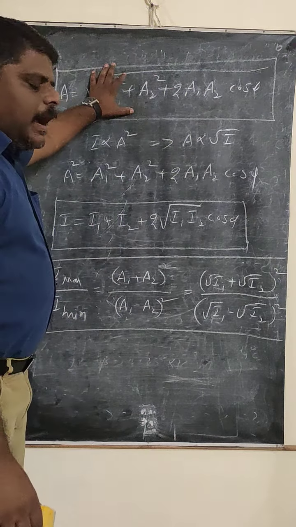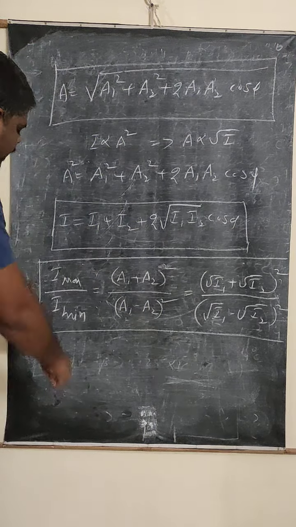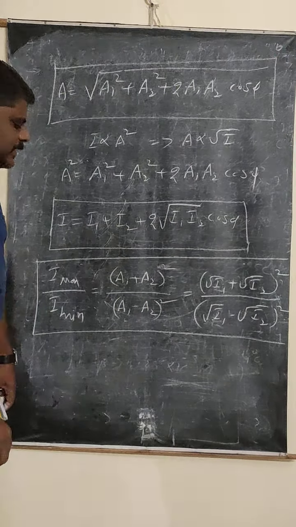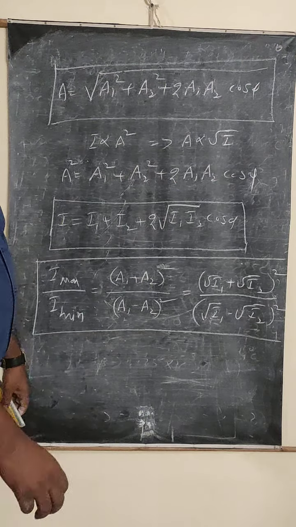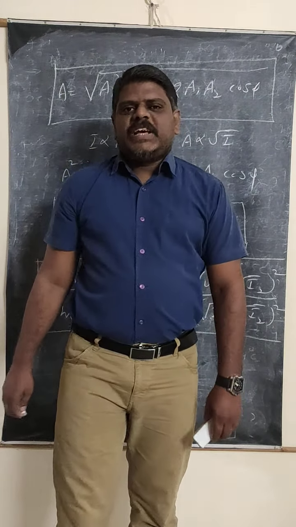Okay, so the resultant amplitude, the resultant intensity, and the ratio of the maximum to minimum intensities when two light waves are superimposed. Try to remember these formulas, which are very important. Okay, let us have the remaining problems.